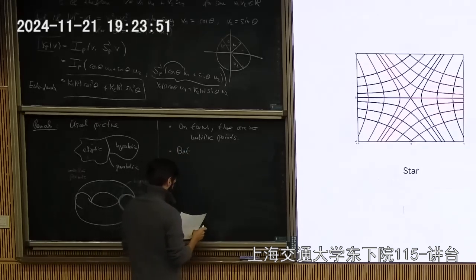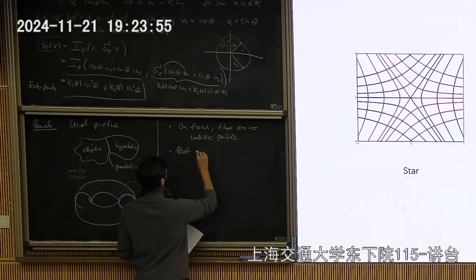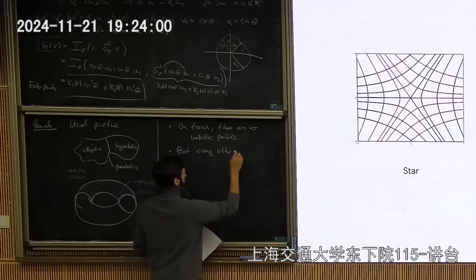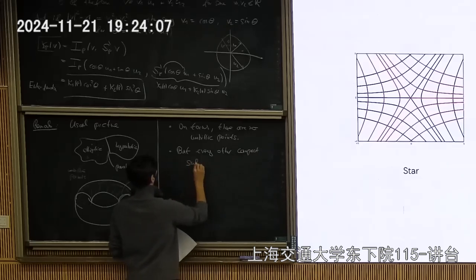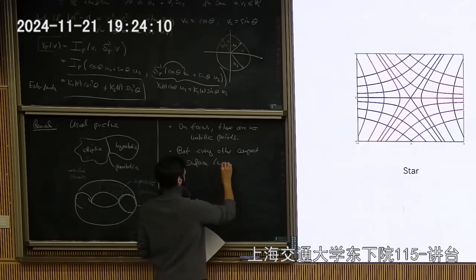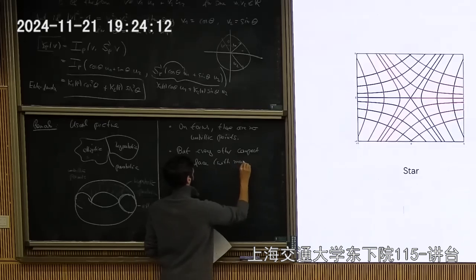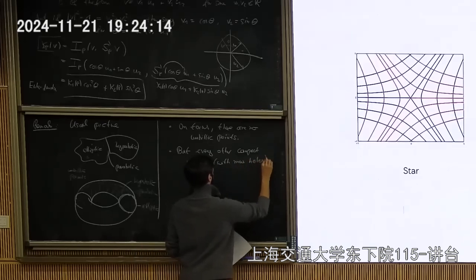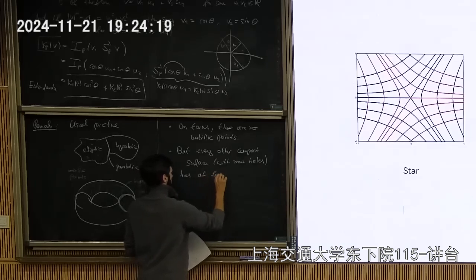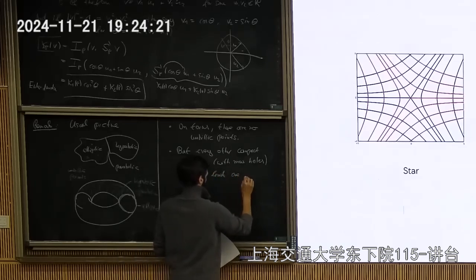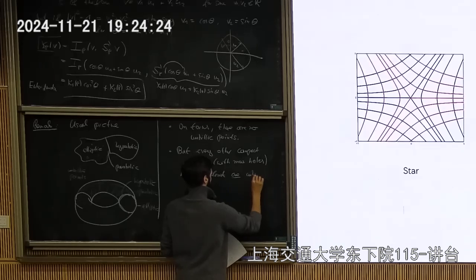Without proof, it's the statement that every other compact surface with no holes has at least one umbilic point.